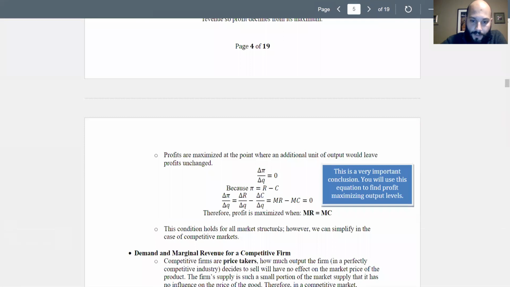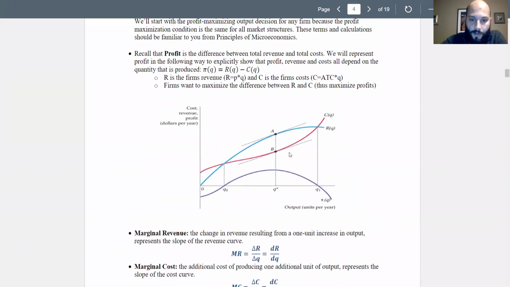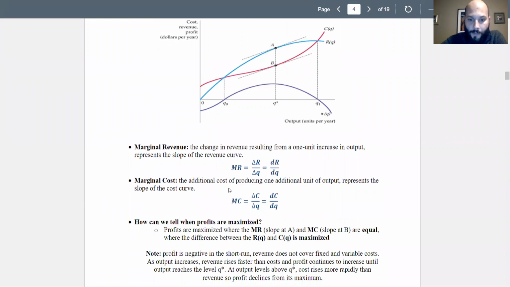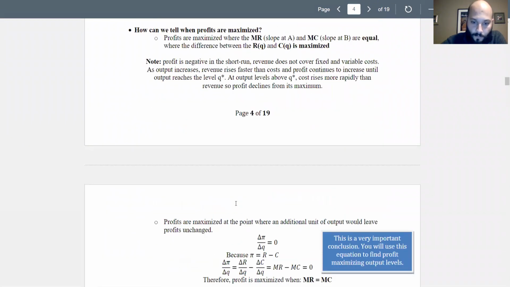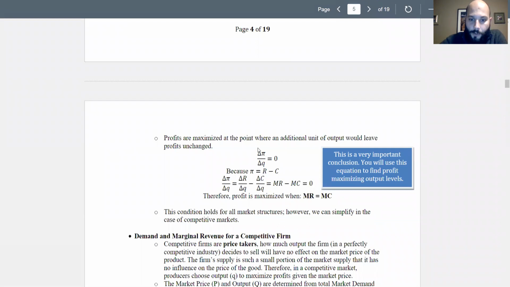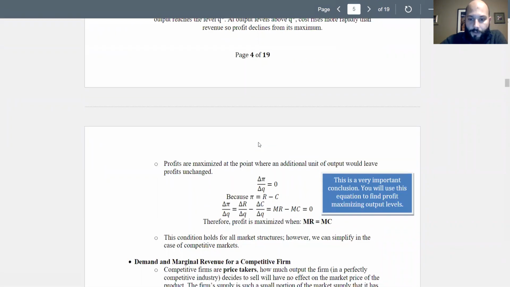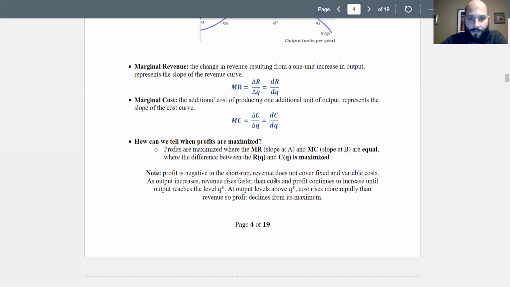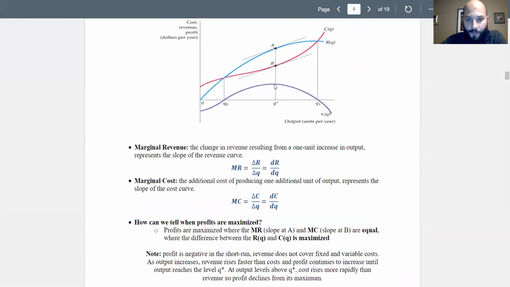So to show that the slope is equal at the profit max point, or in other words, MR equals MC, we're going to go back to our profit function, and we're going to use the rule from calculus that at the maximizing point of any function, the slope or gradient is 0. Right, and you can look back up here, what's the slope at this maximum point? It's 0.